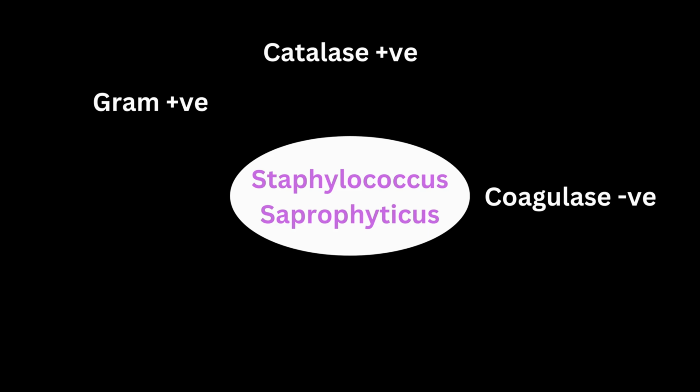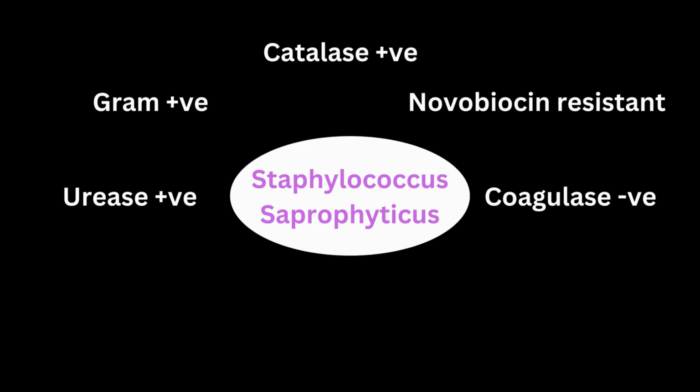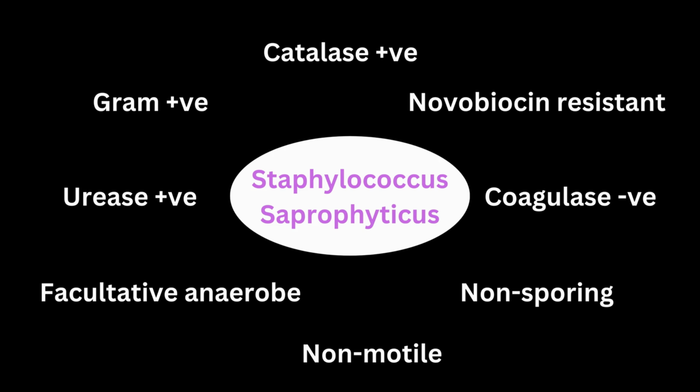The features of this bacteria are that it's gram positive, catalase positive, coagulase negative, urease positive, and Novobiocin resistant. It's a facultative anaerobe which is non-sporing and non-motile.